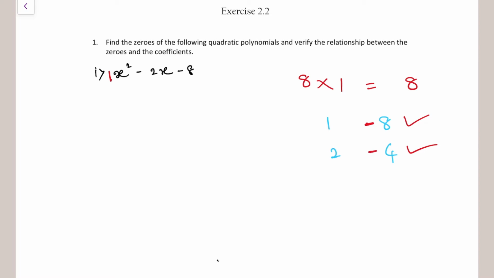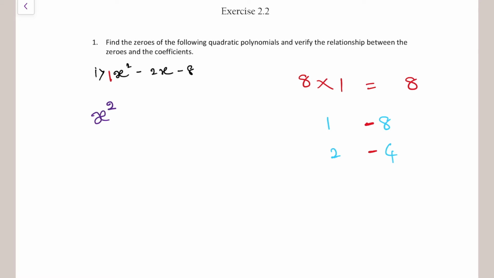Okay, now let us check these pairs. Here we have 1 and minus 8, right? 1 minus 8 is minus 7. Second one, 2 and minus 4, right? So 2 minus 4 is minus 2. Here the middle term is minus 2, so the second pair is the correct pair. Just try to understand this. If you did not understand, just wait for the second question also, so that you may get clarity on how to solve it perfectly.